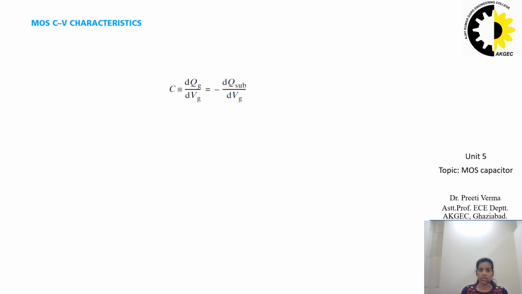That can be written as C equals dQg divided by dVg, equal to minus dQ sub divided by dVg. In this equation, the negative sign arises from the fact that the gate voltage Vg is taken at the top capacitor plate, but Q sub is taken at the bottom capacitor plate, that is the body side. Q sub is the substrate charge.